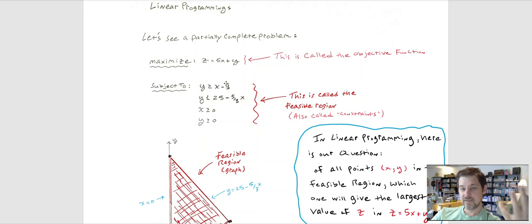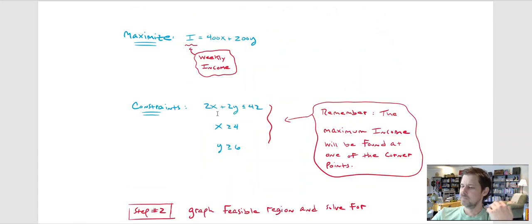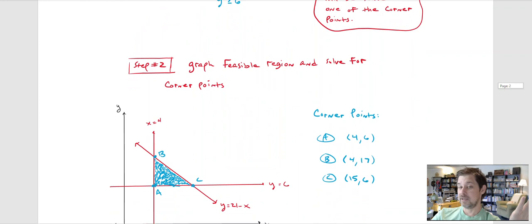I got my equation, I got my inequalities, and at this point, let's remember how this works. If you want to maximize this function, the number you get out of that function, based on X and based on Y, that will be at one of the corner points of this region. Okay, so that brings us to the second step.